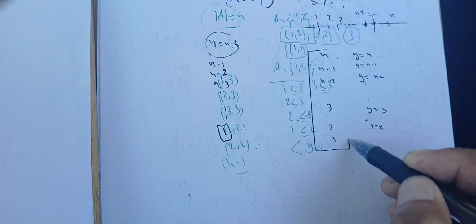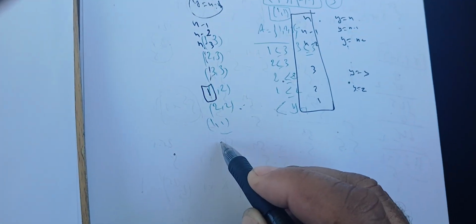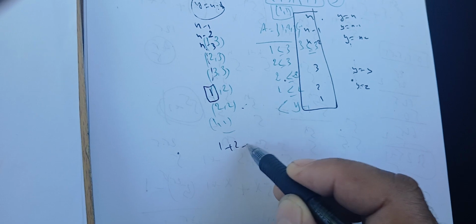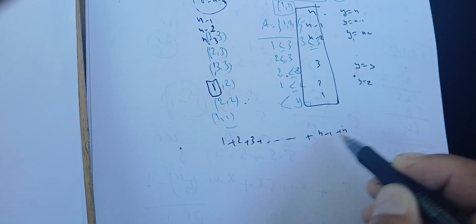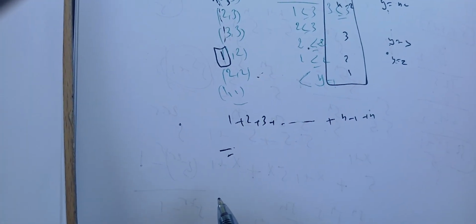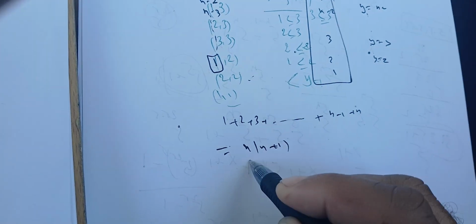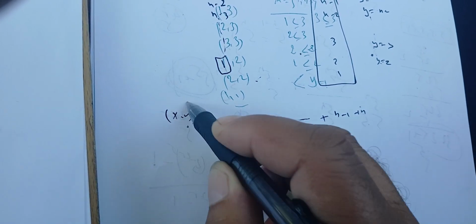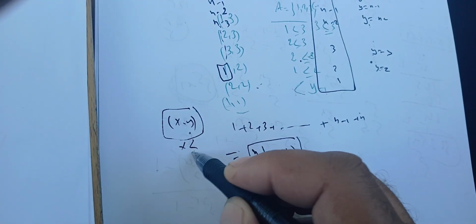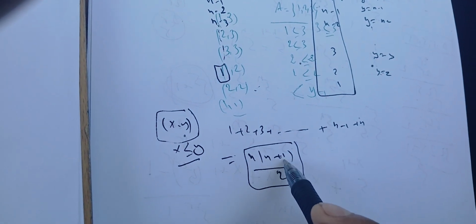So the number of (x, y) solutions is given by this sum: 1 plus 2 plus 3, up to n minus 1 plus n. And everyone knows this sum: it is n times (n plus 1) over 2. So the number of solutions (x, y) of this inequality belonging to this set is n(n+1)/2.